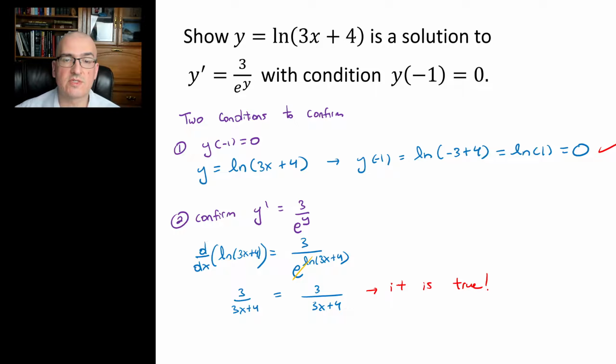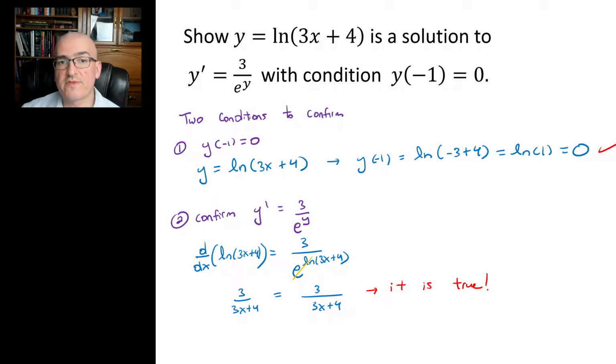What we'll do is we'll substitute our mystery function into the left side and the right side, and we'll work away at the expression until we're sure that the left side is truly equal to the right side. So on the left hand side, y prime, that's telling us to take the derivative of y, so I put the derivative of ln of 3x plus 4. On the right hand side, we have 3 divided by e to the y, so I just replaced y with ln of 3x plus 4.